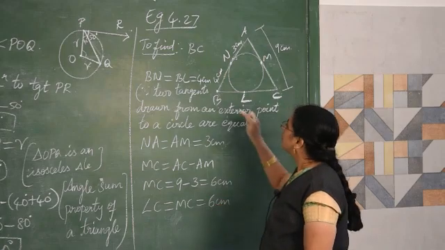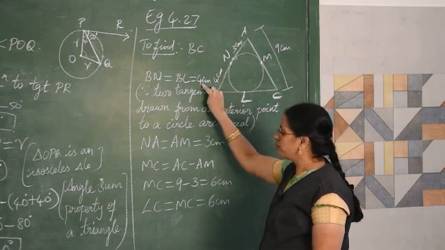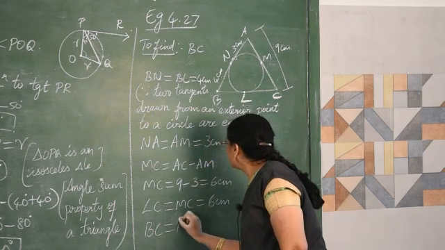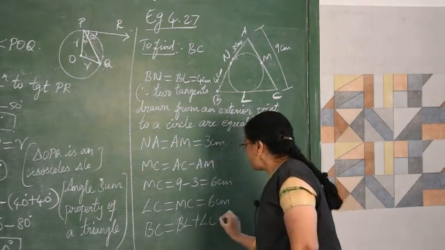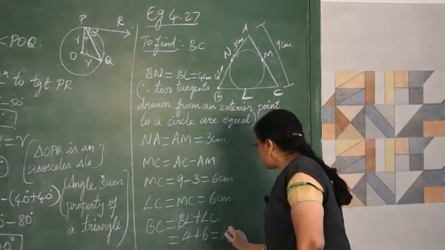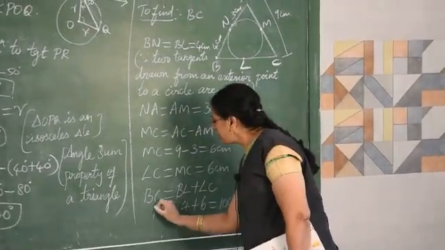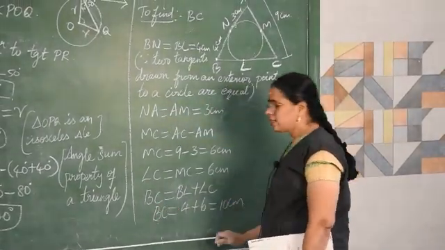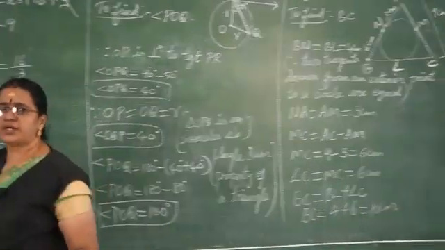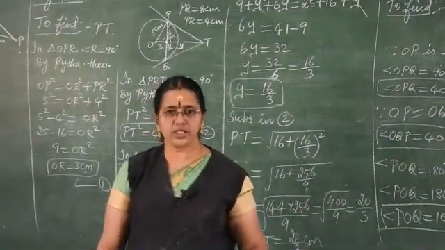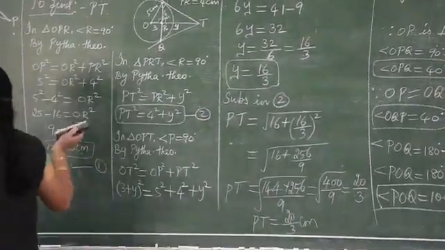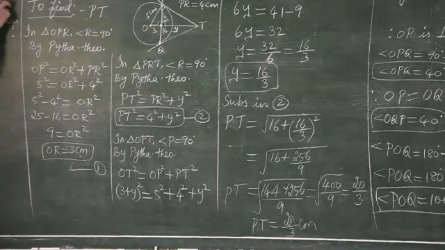Now, we got BL as 4 centimeter, LC as 6 centimeter. So, BC equal to BL plus LC, which is equal to 4 plus 6, which is equal to 10 centimeter. Therefore, BC equal to 10 centimeter. Okay. Now, we will be continuing with one more example sum, simple sum only, that we will finish up.